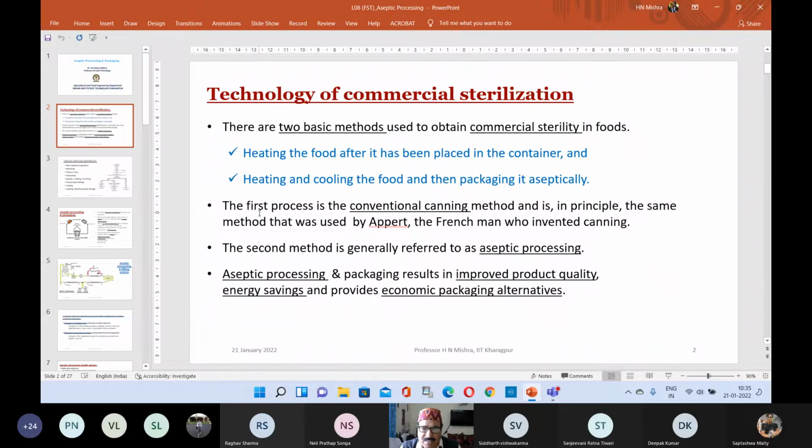In principle, it is the same method used by the French chemist Nicolas Appert, who invented canning. His canning is accordingly also known as Appertization. Appert is known as the father of canning. For the first time, he took water in a hermetically sealed container, heated and boiled it for some time, and found that it did not support the growth of microorganisms. So that is the traditional means.